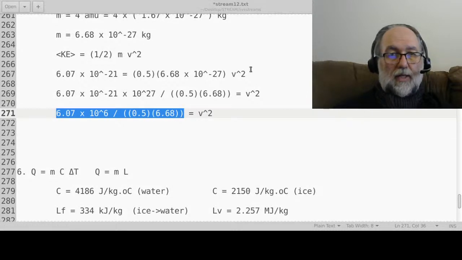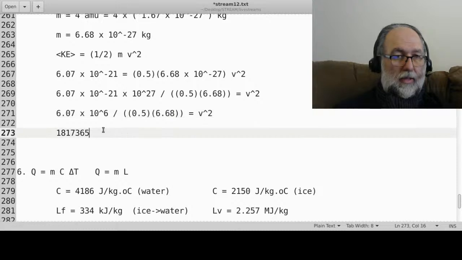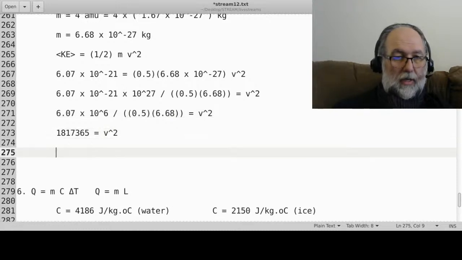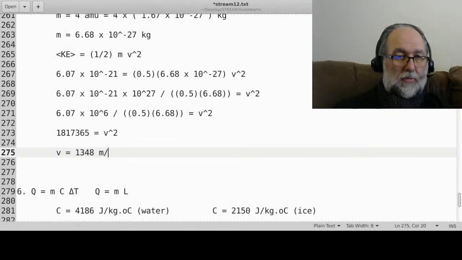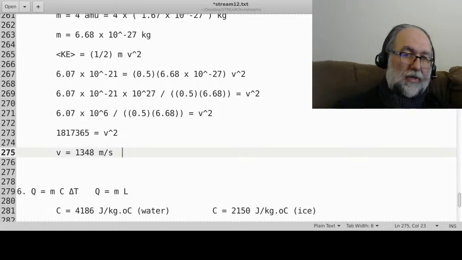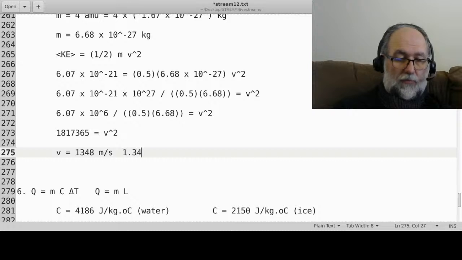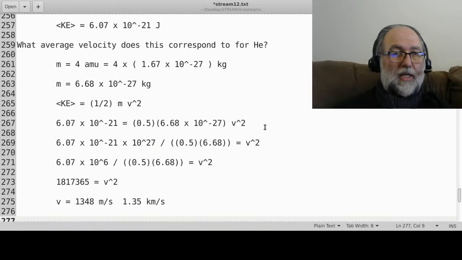I think I know how to fix that, but I don't want to waste your time. Let's just see what that's equal to. That's equal to this number right here, that's v squared. And so v is equal to the square root of that, in meters per second, which is 1.3435 kilometers per second.